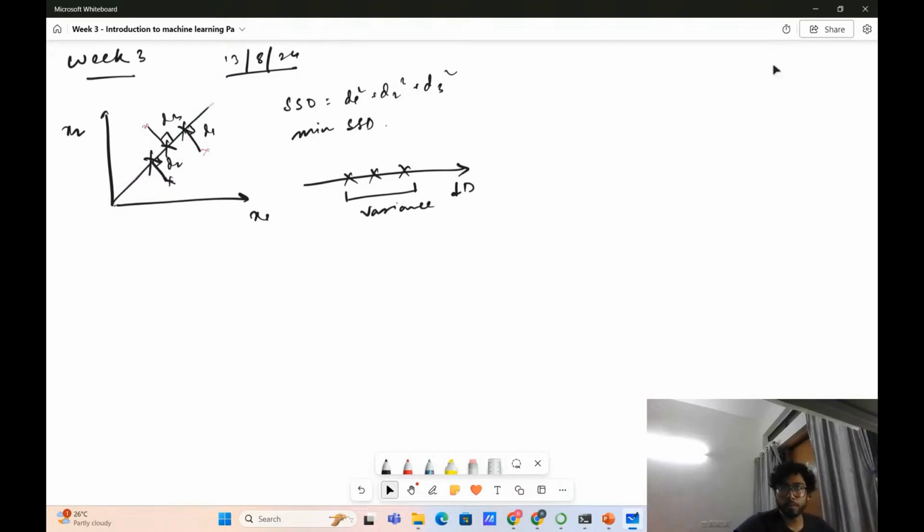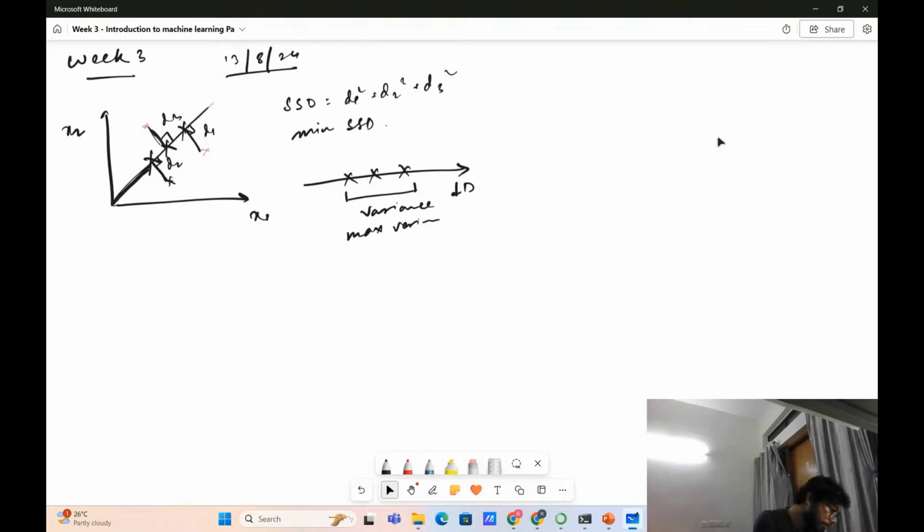Okay. So basically, minimizing your sum of squared distances is equal to maximizing your variance, right? So you're basically trying to see which is the maximum variance that you can get from this line. So if you are minimizing this distance, you're basically maximizing this distance. Okay, right? These two are equivalent. Okay.